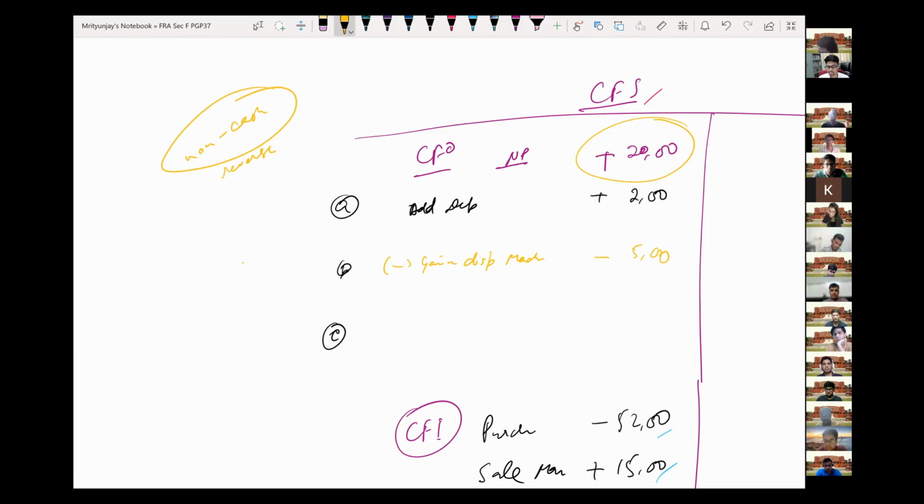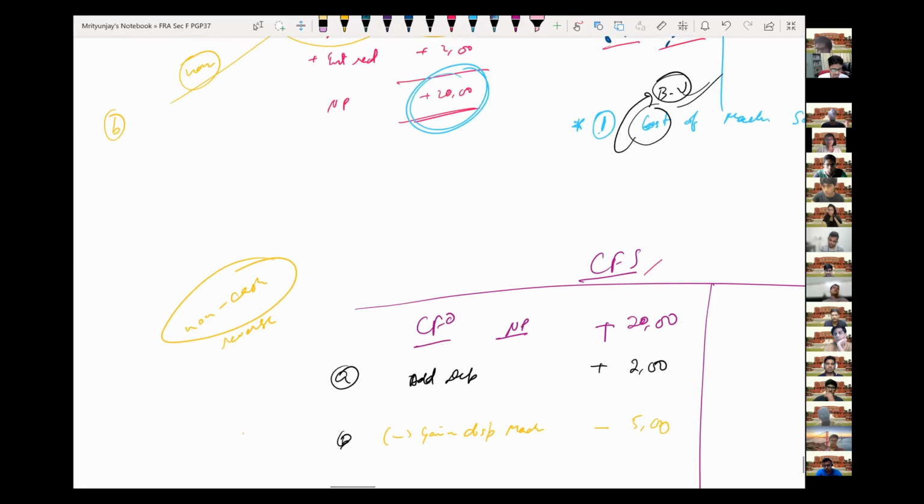What is the reason? The reason is that we want to remove the impact of this gain from this particular net profit. This net profit of 20 lakh is after considering the 5 lakh gain, and we are saying that 5 lakh is not from operating reasons. That is why I want to take it off. So how do you take it off? You subtract it. Needless to say, any time anybody has any question, feel free to interrupt me and ask.